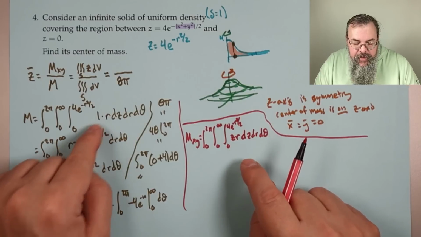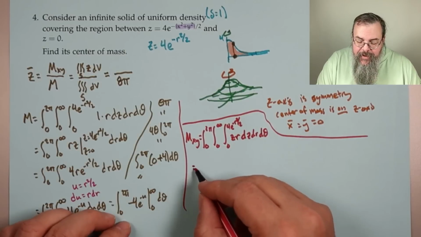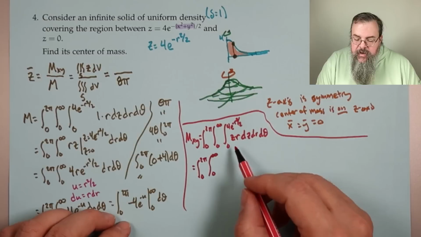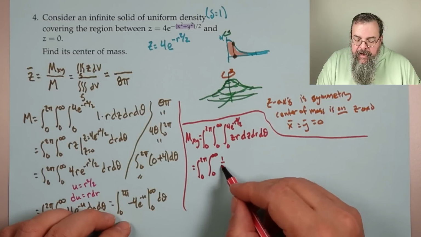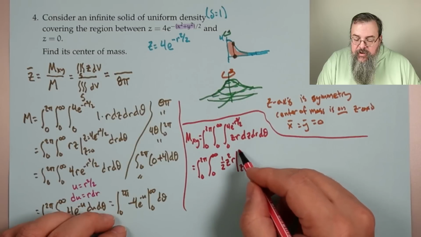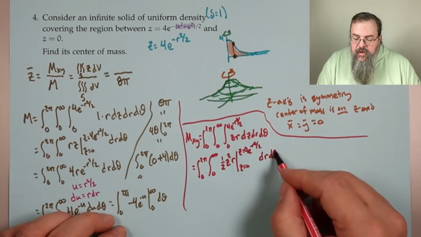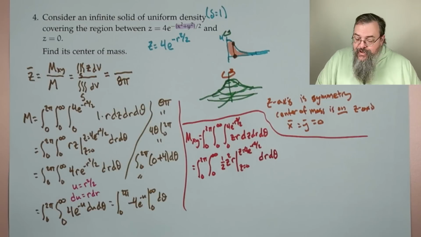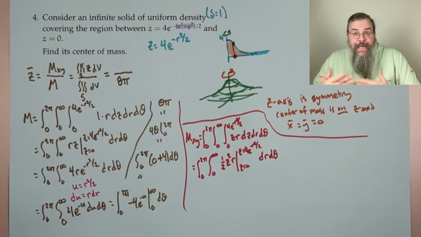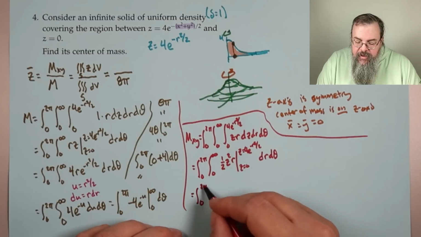Well, last time we integrated 1, we got z. This time we're actually integrating z. So we're going to get something. We're going to get 0 to 2 pi, 0 to infinity, and what will we get? We're going to get 1/2 z squared r, evaluated z equals 0 to z equals 4 e to the minus r squared over 2. Well, you plug in 0, you get 0. So you have to plug in this 4 e to the minus r squared over 2. What happens when you square that?